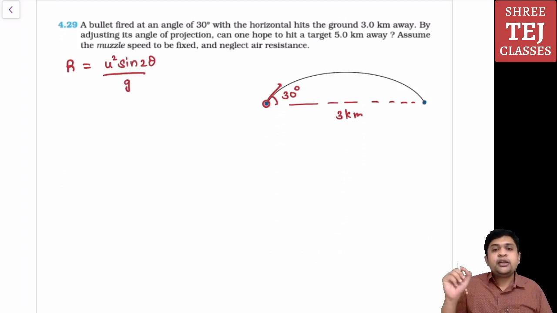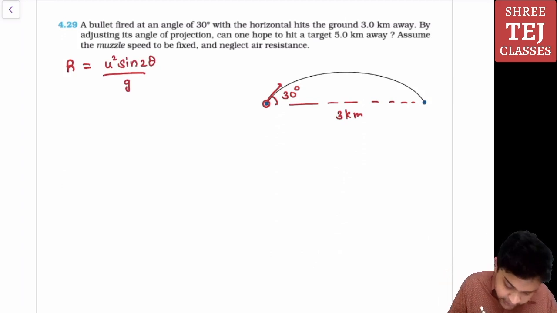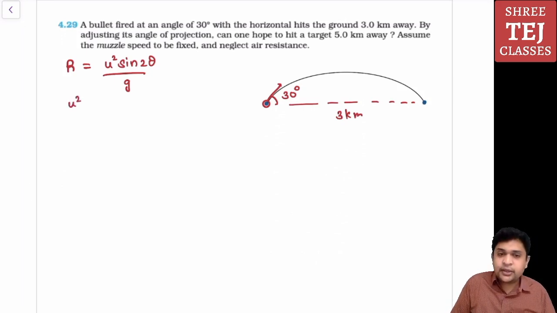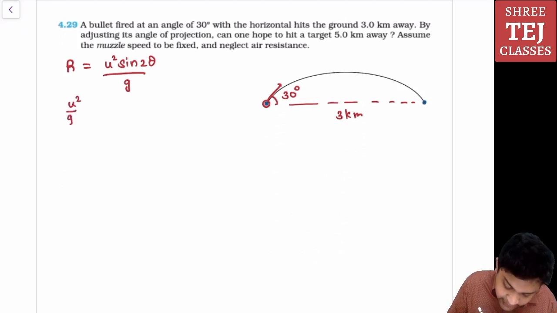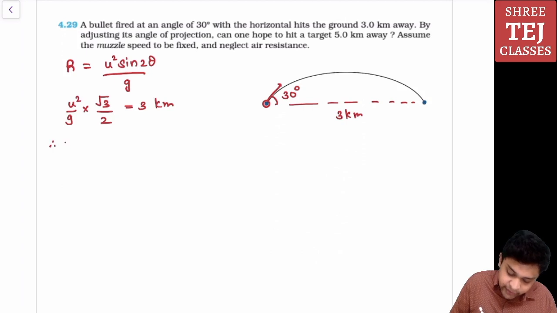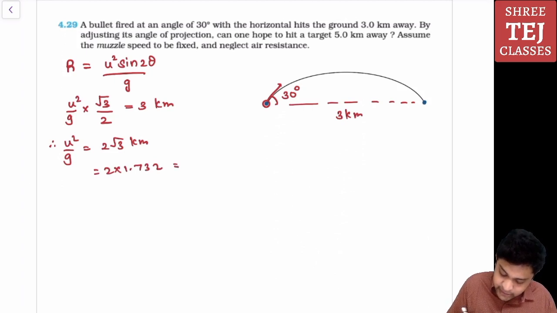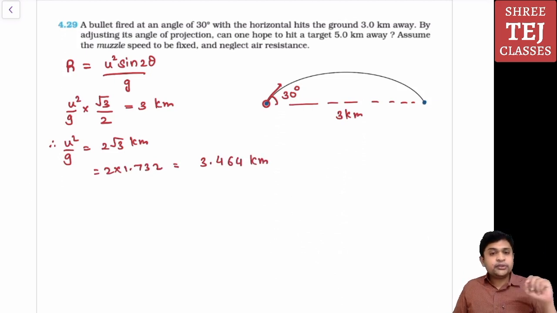We have been given that the muzzle speed remains the same. So u square sine 2 theta. Theta is 30 degrees here, so 2 theta will be 60 degrees. So u square by g times sine 60, which is root 3 by 2, is equal to 3 kilometers. Therefore, u square by g is 2 root 3 kilometers, which is 2 into 1.732, which is 3.464 kilometers. And we know u square by g is the maximum range, which is at 45 degrees.